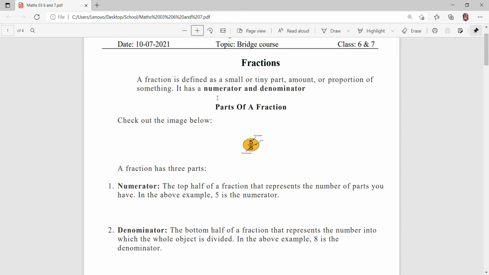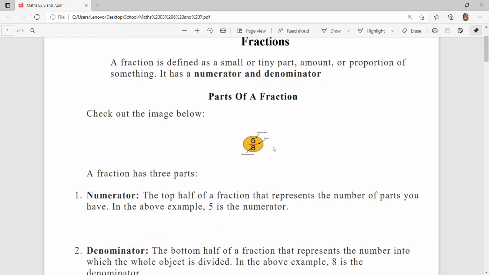Let us see the parts of a fraction. Check out the image below. See here the image of 5 by 8. Is it visible now? Yeah. 5 by 8. Here 5 is considered as the numerator. The place of the 5 is known as the numerator and 8 is the denominator.